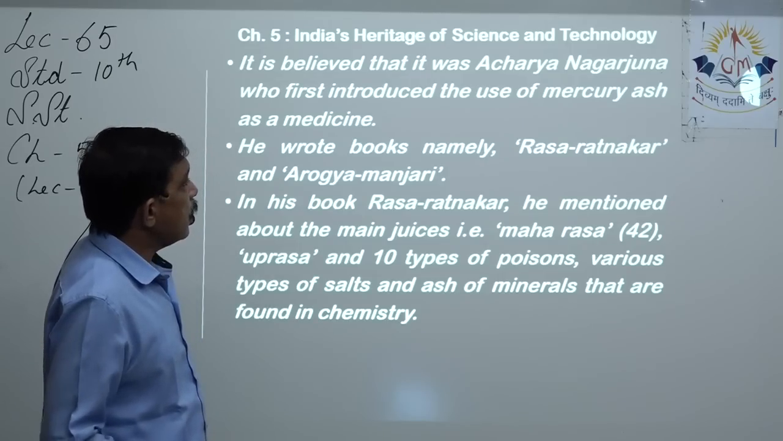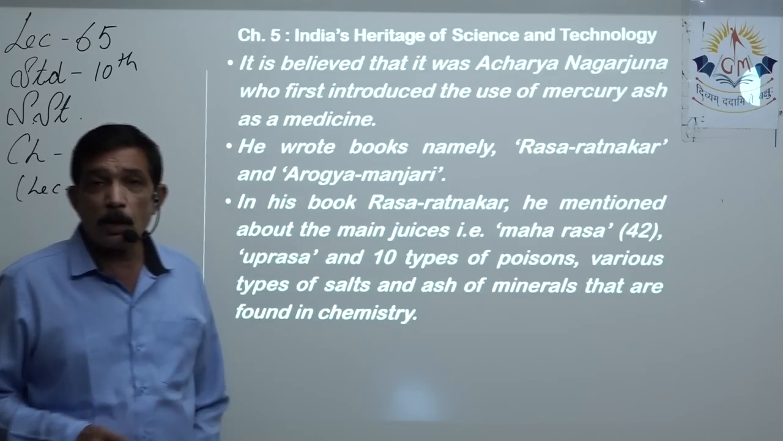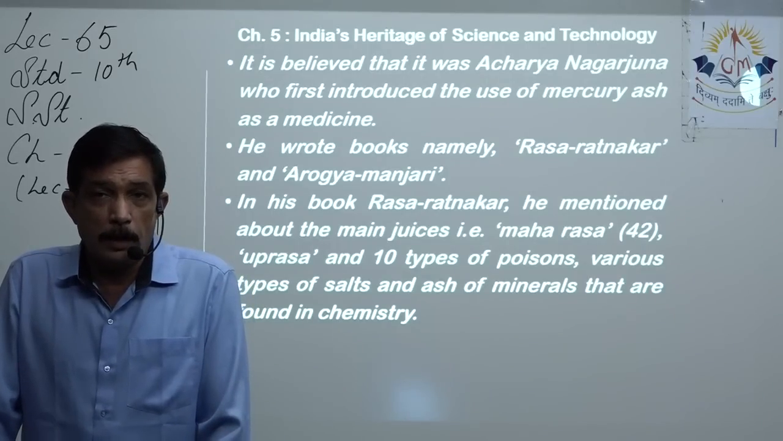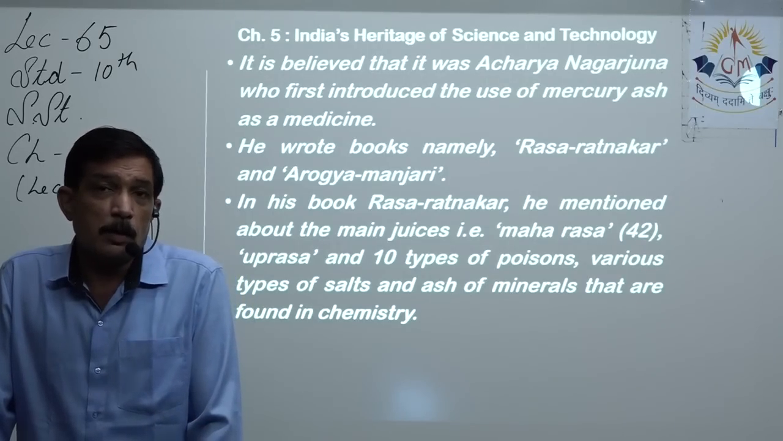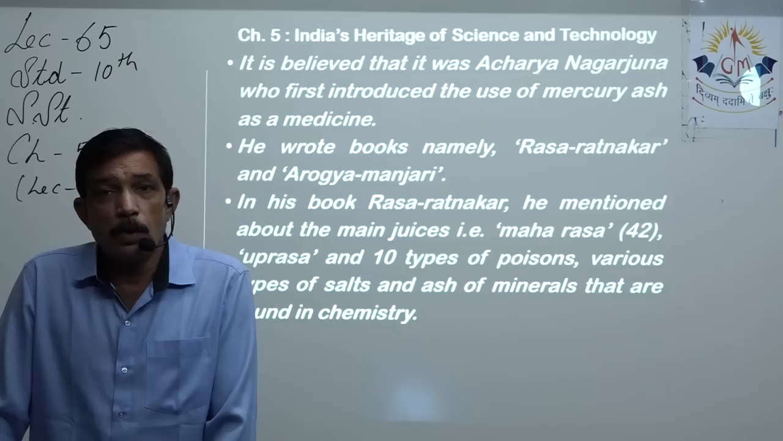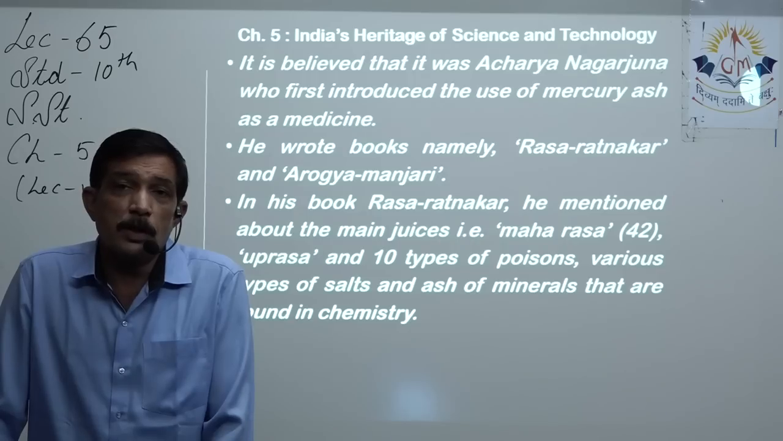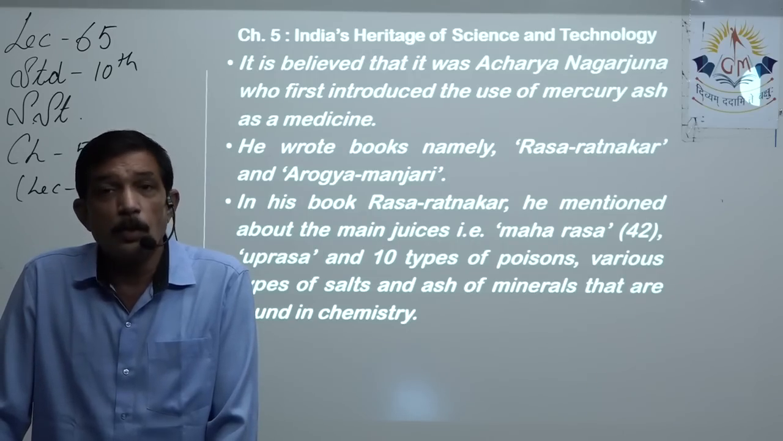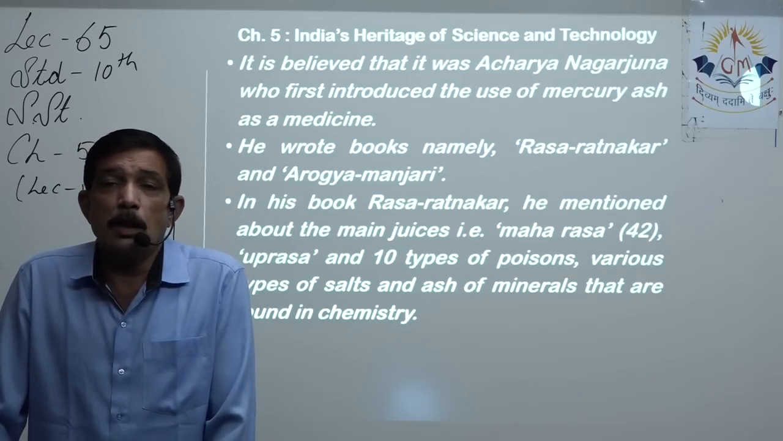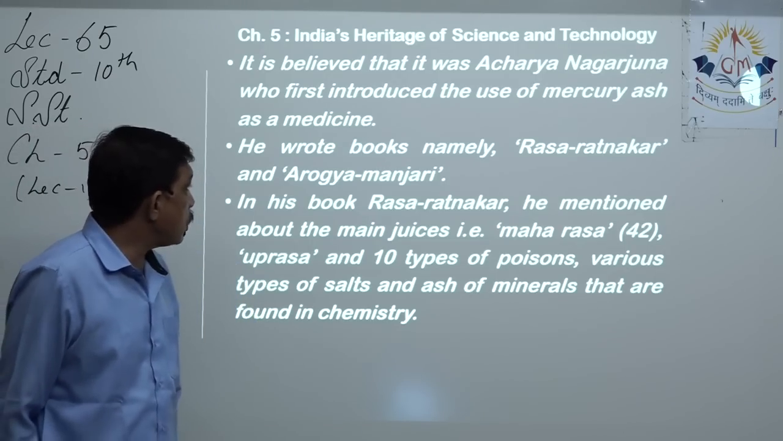It is believed that it was Acharya Nagarjuna who first introduced the use of mercury ash as a medicine. Mercury is considered a poison if it is directly taken orally, right? That works as a poison, but after burning mercury, which is liquid in state, the ash is then mixed with other things for making medicines. So it was the first time the ash of a metal was used for making medicine, and that was introduced by Acharya Nagarjuna.